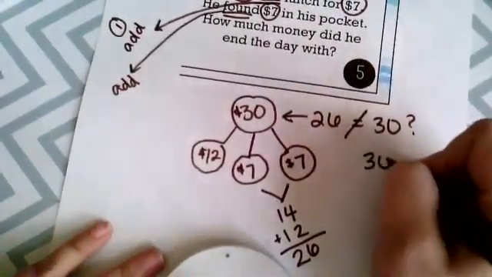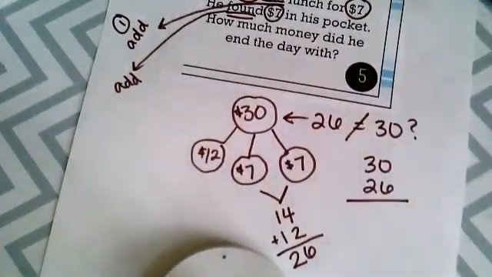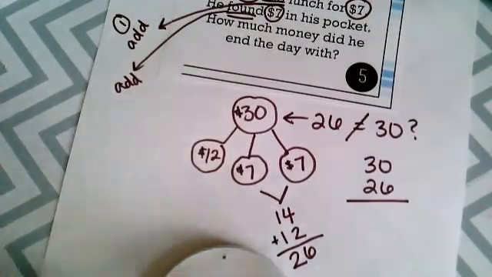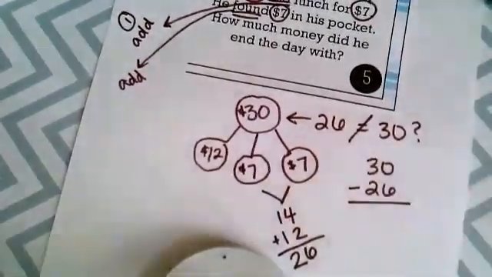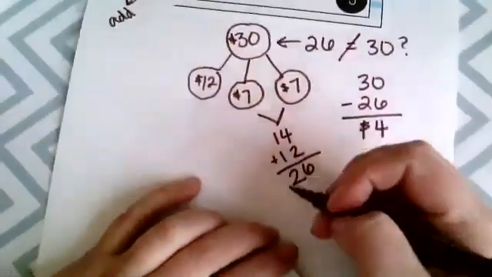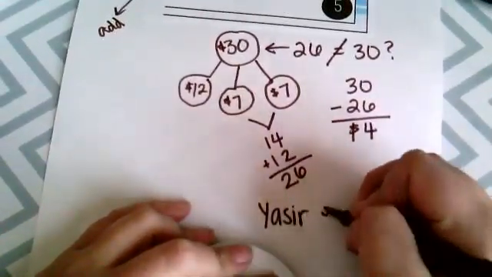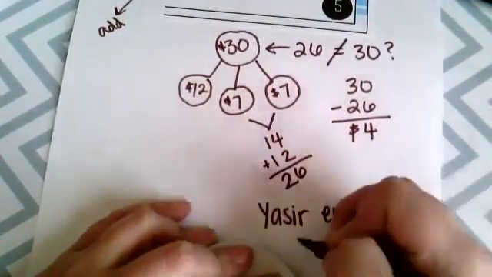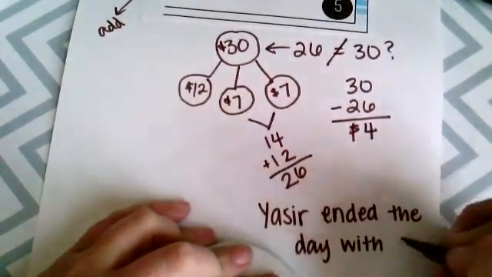What do you think we're going to have to do to 30 and 26 to figure out how much he had left over? Leftover is your key word. If I make a meatloaf for dinner and I eat half of it, I have half of it left over. Subtract. So 30 minus 26, we can really just say 26, 27, 28, 29, 30. And so the answer is $4. So how much money did he end the day with? Yasir ended the day with $4.